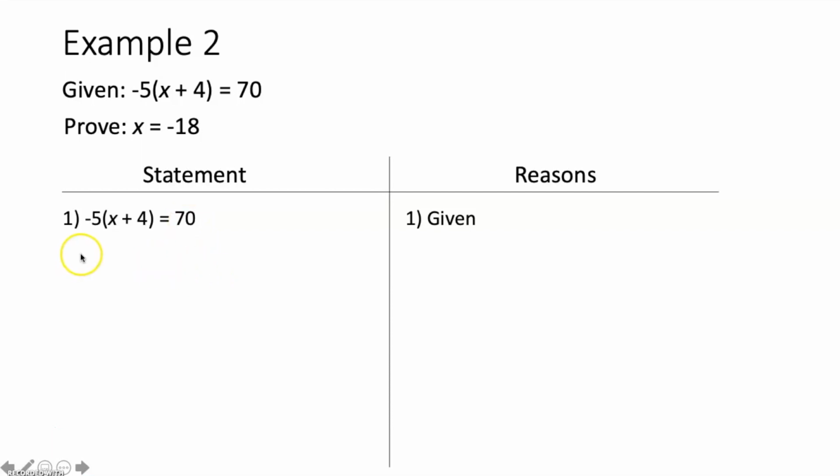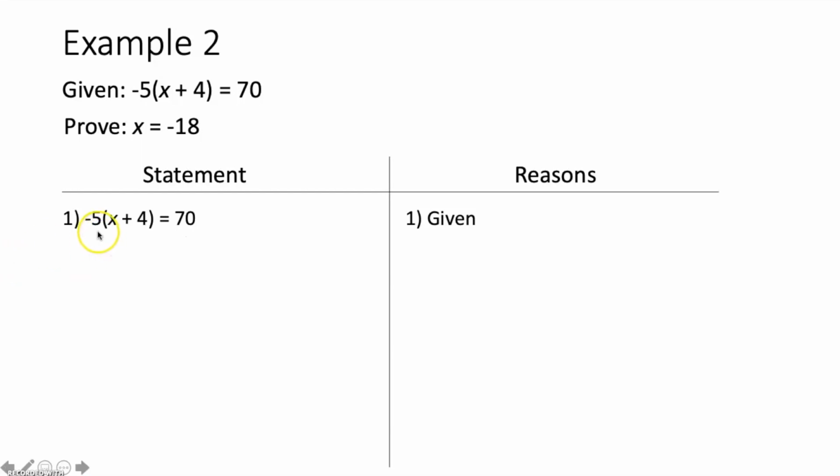So let's start with the first thing that I would do here. What would you do to solve this? Well, there's two ways you could solve for x. The first would be to divide both sides of the equation by -5. That would cancel out this -5, and then over here you would divide this by -5. That would be the division property of equality.